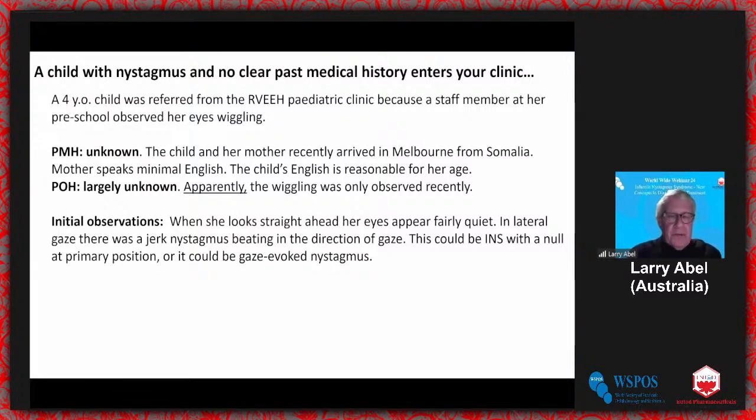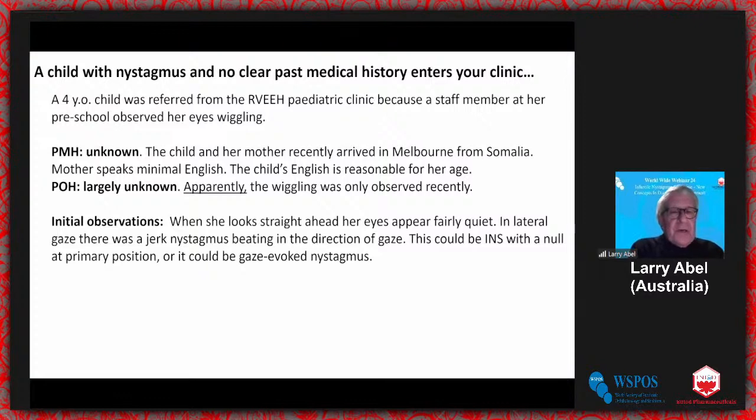No ocular history, minimal medical history. Apparently, the wiggling was only observed recently, but then she only started preschool recently. And it wouldn't be the first person where nobody actually noticed the nystagmus for years. So, quiet in primary gaze. In lateral gaze, there was a nystagmus beating in the direction of gaze. This could be a null in primary position, or it could be gaze-evoked nystagmus. Clinically, it could be hard to tell.